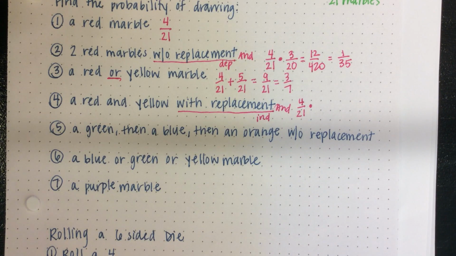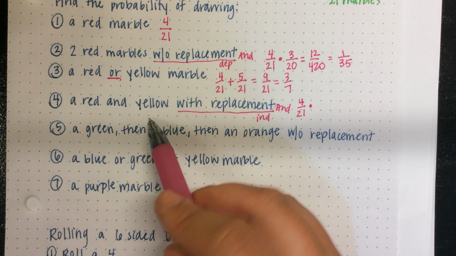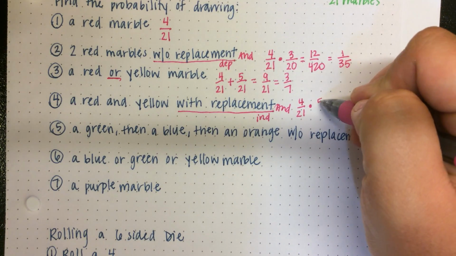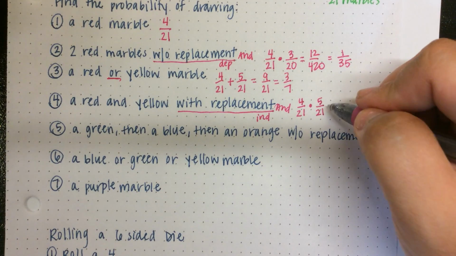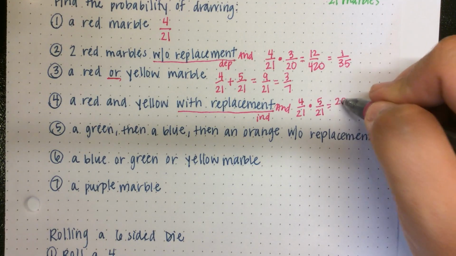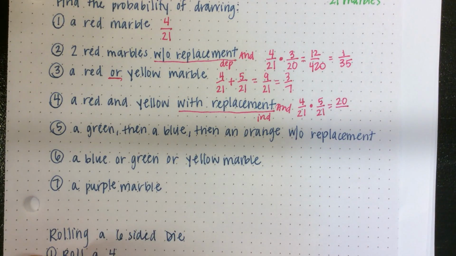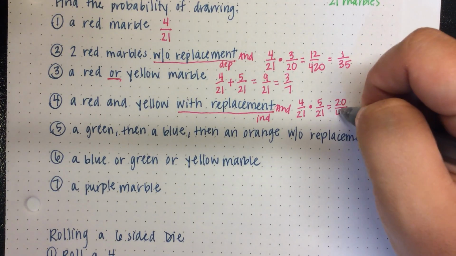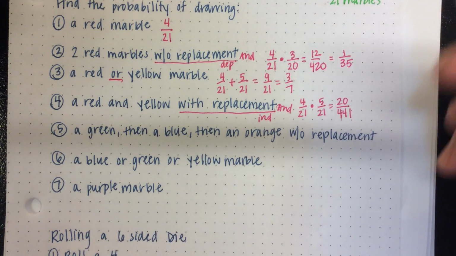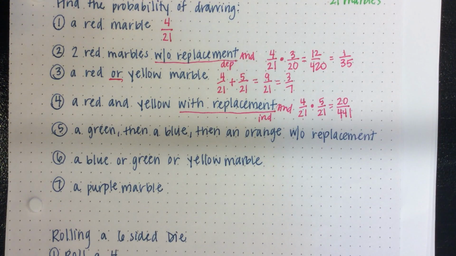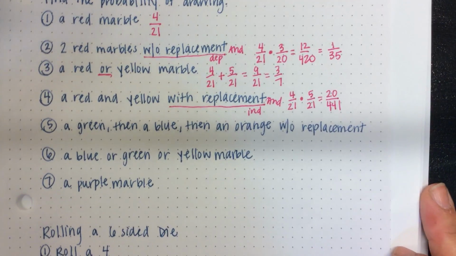Nothing changes. So to find a yellow marble, I have 5 yellow, and then I still have my 21 marbles in the bag because I put it back in there. So then we get 20 over, let's see, 21 squared, 441. I don't think we can simplify that, but we'll try just to make sure. And we can't, so that's my fraction. That's my probability. All right, now the next one.